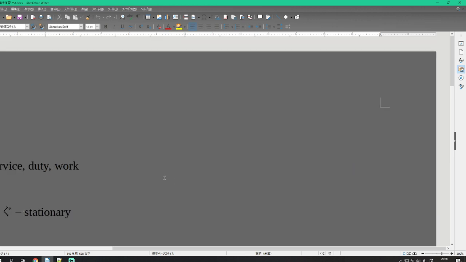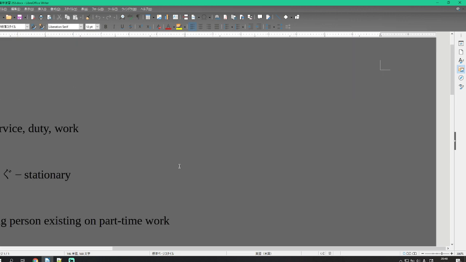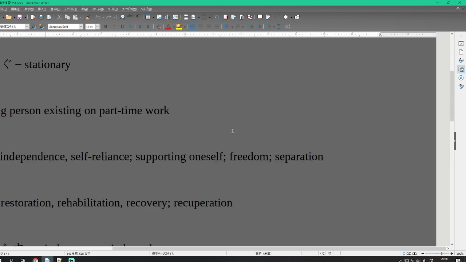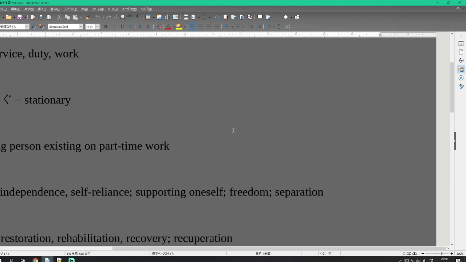Next is stationery, which is bunbogu, or the blank space or house used to implement your tools of culture. Bunbogu. A person existing on part-time work is a furita. Furita is a person existing only on part-time work. Independence or self-reliance is dokuritsu. Doku, the left side for alone, and ritsu on the right side for to stand. To stand alone is to be self-reliant.